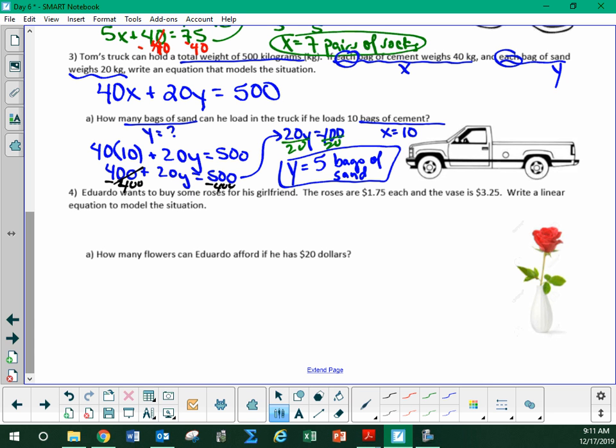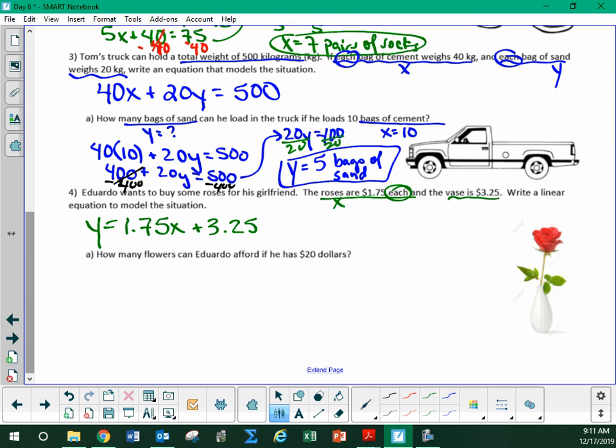All right, so he's going to buy roses for his girlfriend. It says the roses are $1.75 each, and the vase is $3.25. How many rates do I have here? You have one, so you're doing the one. We're paying $1.75 for each rose, but we're only buying one vase for all the roses. So we can go ahead and write out y equals 1.75x. I'm going to let x be roses. And then a flat amount of 3.25.